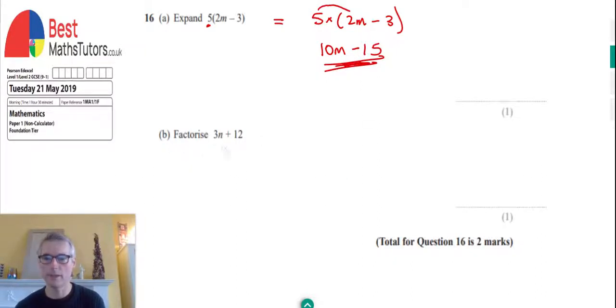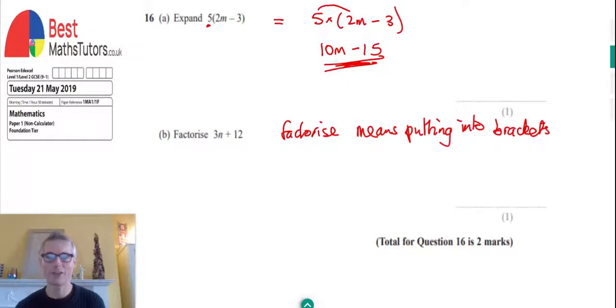So if we look at B, we've got to factorise 3n plus 12. Factorising means putting things into brackets. So it's actually the opposite of the process above. We started off with something that was factorised, and we multiplied it out. Now we've got to go in the opposite direction.